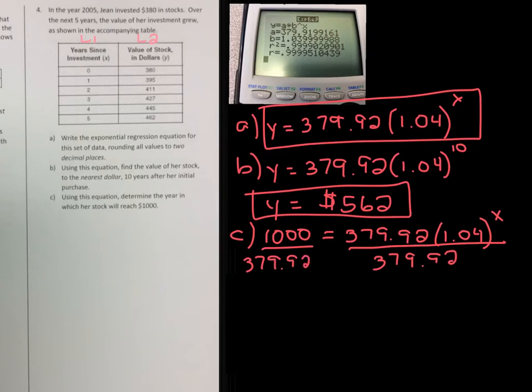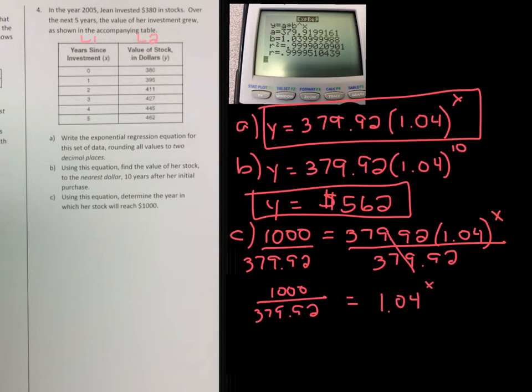Okay, well, when you divide 1,000 by 379.92, you can either write that as a number that's rounded to at least 4 decimal places, no less, because if you round too early in your problem, it throws off your final answer. I always like to keep it exact, so I'm going to just leave the left-hand side of my equation right now as 1,000 divided by 379.92. And I'm going to bring down the equals 1.04 to the x power.